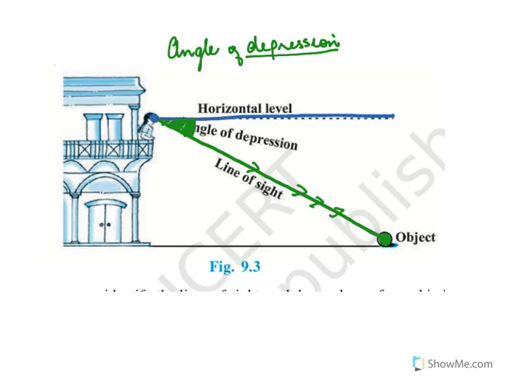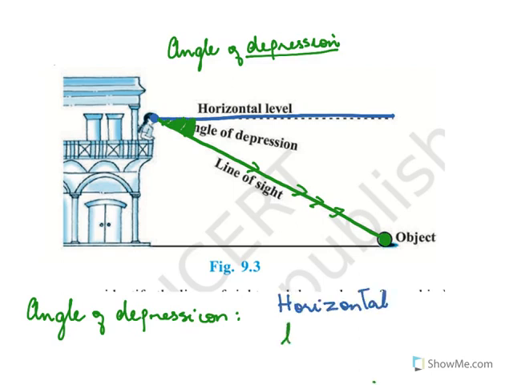So the angle of depression is the angle between the horizontal and the line of sight. But angle of depression is usually used when we are looking down. So the angle of depression is between the horizontal and the line of sight. We have to draw the horizontal and the line of sight. The angle between these two will be the angle of depression.